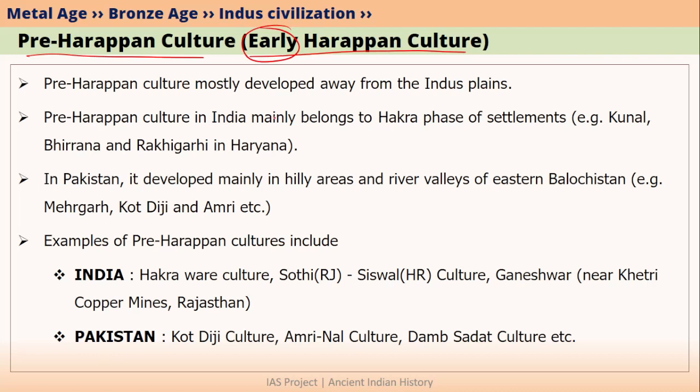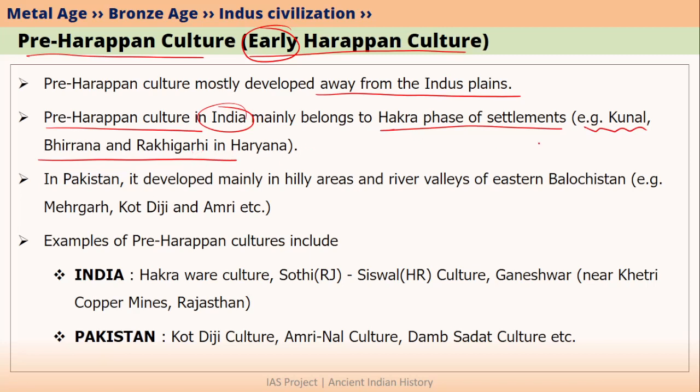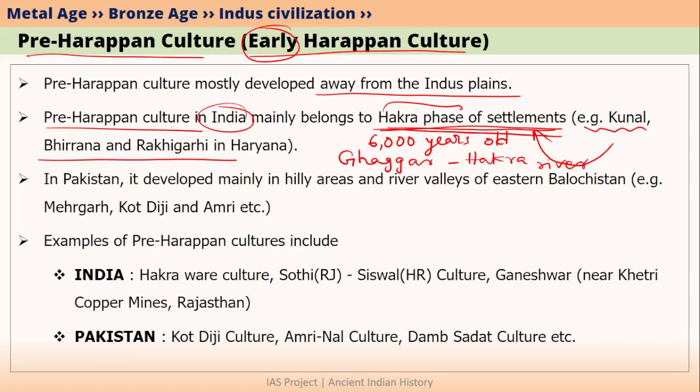If we talk about the geography where pre-Harappan culture actually started, then it basically developed away from the Indus plains, which means that generally it did not develop in Indus plains. In case of India, pre-Harappan cultures mainly belong to the Hakra phase of settlements. For example, we have sites like Kunal, Bhirana and Rakhigarhi in Haryana. All these sites belong to the Hakra phase of settlements, which are actually 6,000 years old. These people made settlements near the Ghaggar-Hakra river, so the Hakra phase comes from the name of the river Hakra.